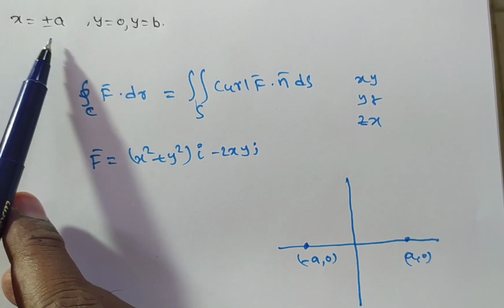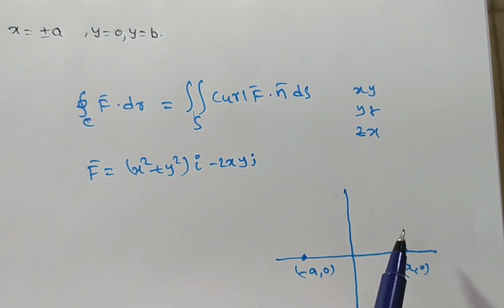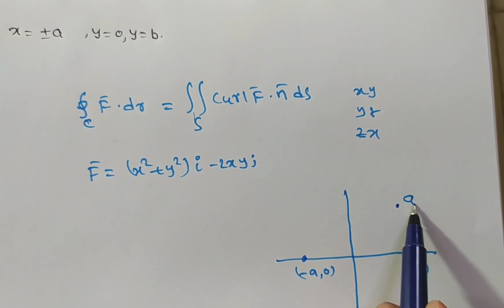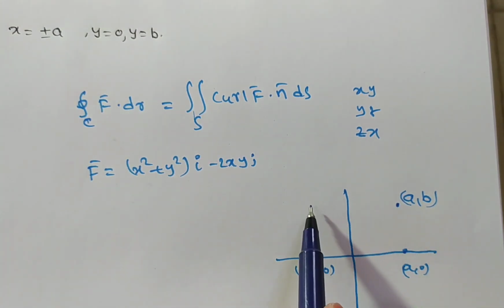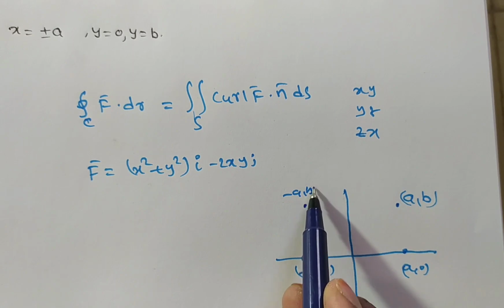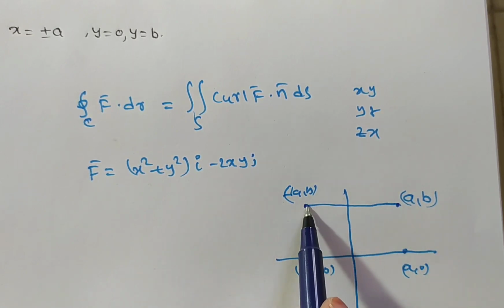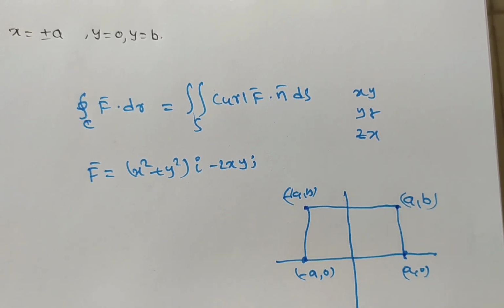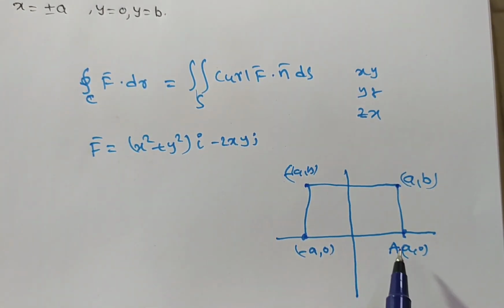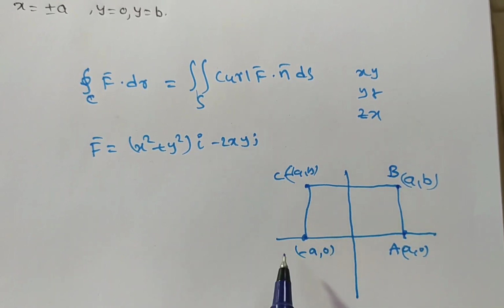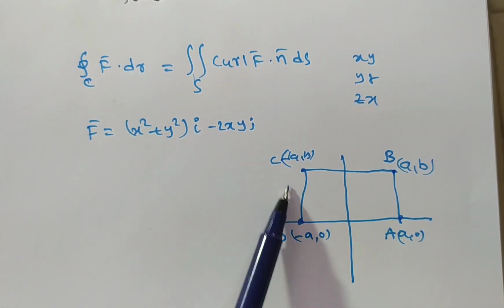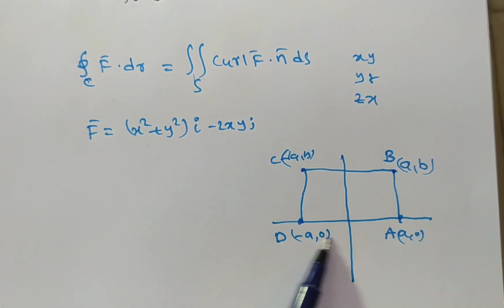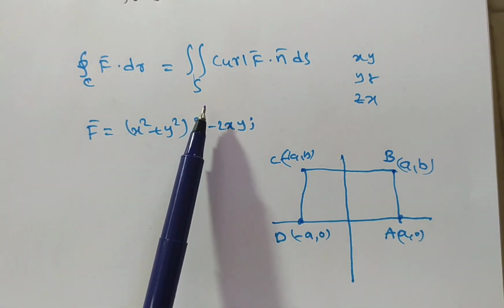Next, when x is minus a, y is equal to b; plus a, y is equal to b. Let it be here, this is the point a comma b. Next when x is minus a, y is equal to b, consider the same, so this is minus a comma b. Now you draw the figure, then this is our rectangle. Now consider the points A, B, C, D. Now we have to verify Stokes theorem around the rectangle bounded by these vertices. Is it clear? Right. Now first I am doing the right side part.